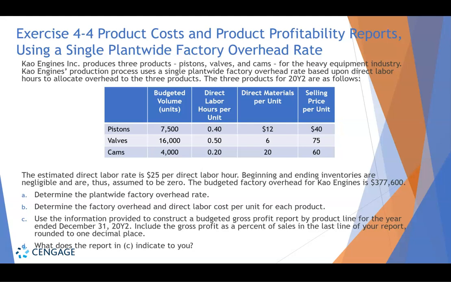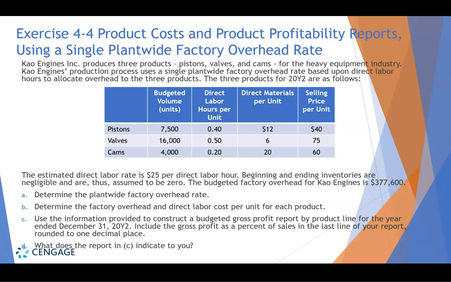Another problem for us to look at here. Cow Engines produces 3 products: pistons, valves, and cams for the heavy equipment industry. Cow Engines' production process uses a single plant-wide factory overhead rate based upon direct labor hours to allocate overhead to the 3 products. So we see pistons, we see the budgeted volume and how many direct labor hours are needed per piston, 0.4. The valves, they estimate 16,000 volume, and we need 0.5 labor hours per valve. And then the cams, the 4,000, and they take 0.2 labor hours per unit. And we've got the direct materials that are needed per unit, and then the selling price per unit.